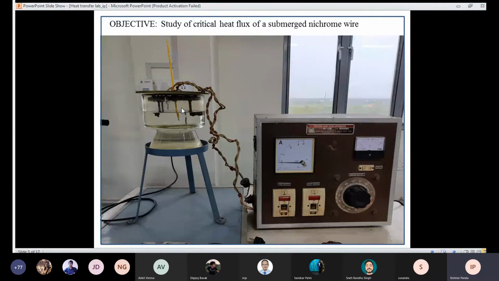Increase the bulk temperature of water first. After the bulk temperature is reached, start passing the voltage and current through the nichrome wire. And it's a nichrome wire, so it has very high resistivity. So it will generate large quantities of heat when current passes through it. So you see the changes and the bubble formation in the vicinity of this wire, and then it snaps, and that is your critical heat flux point. It's also called the burnout point.